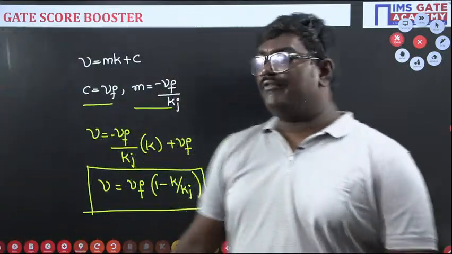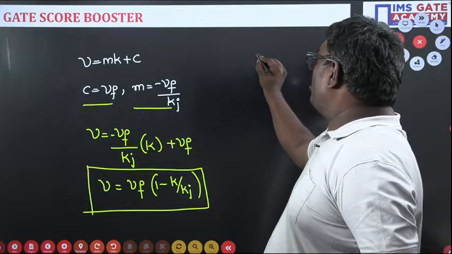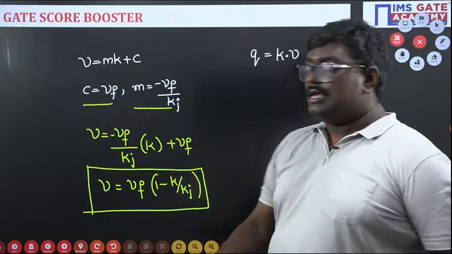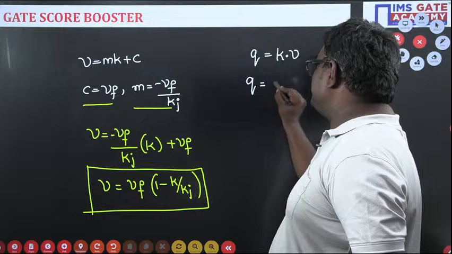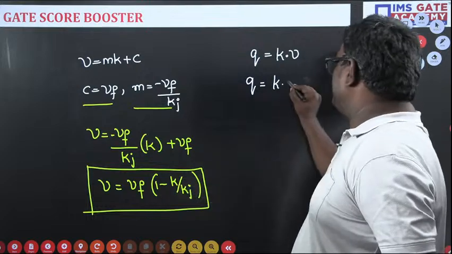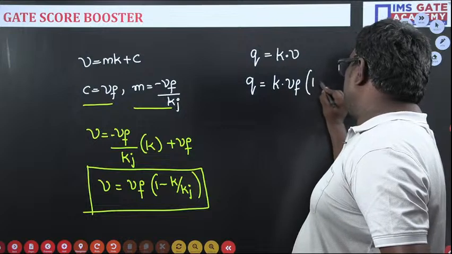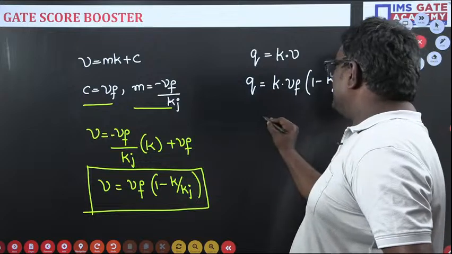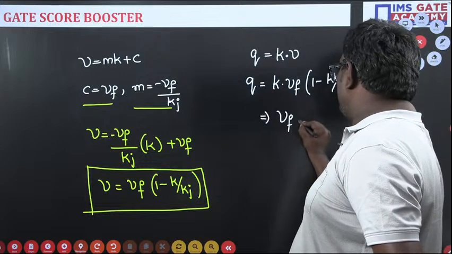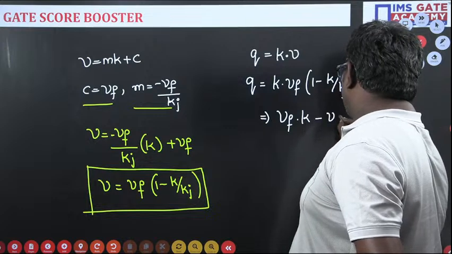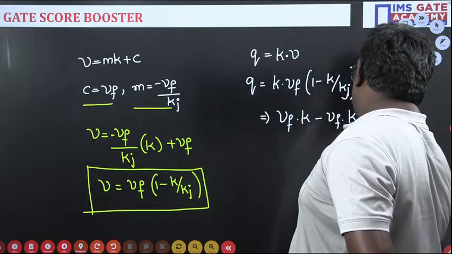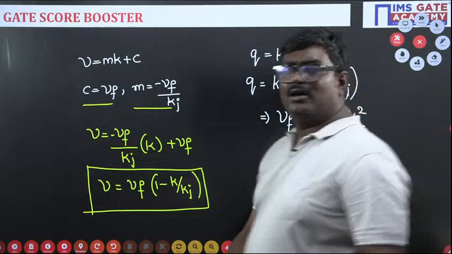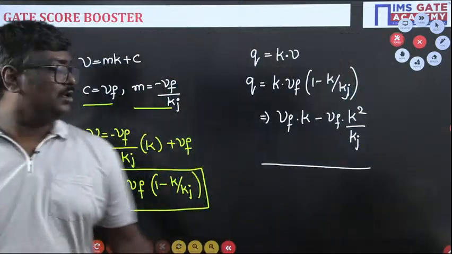Now what is the formula for traffic flow we have? Traffic flow Q can be written as traffic density into velocity. Okay. Here Q can be written as traffic density K into V, which is Vf into 1 minus K upon Kj. Here you can write it as Vf into K minus Vf into K square upon Kj. So this is the equation which we have developed for the traffic flow.